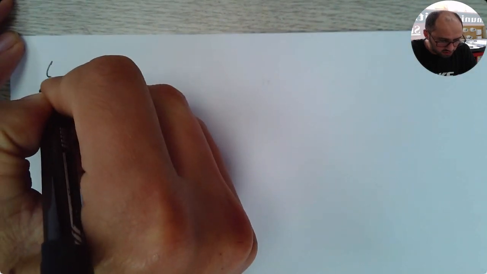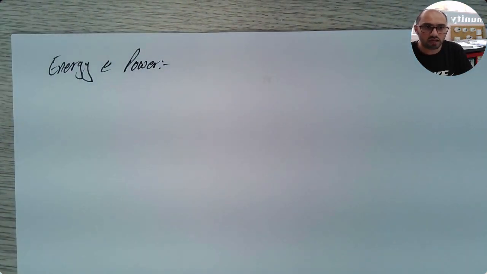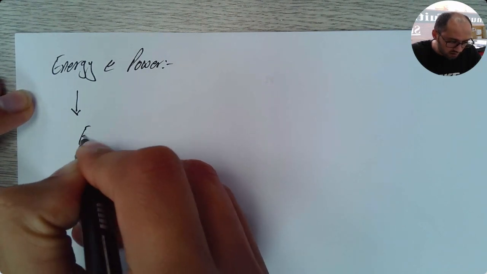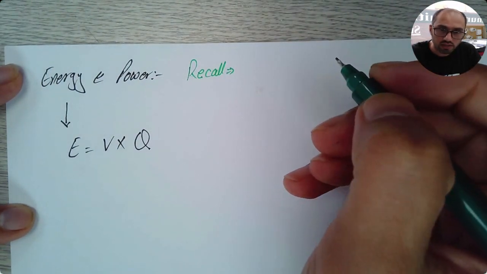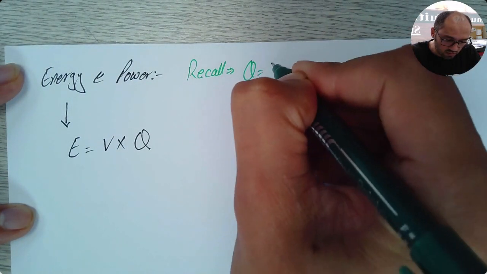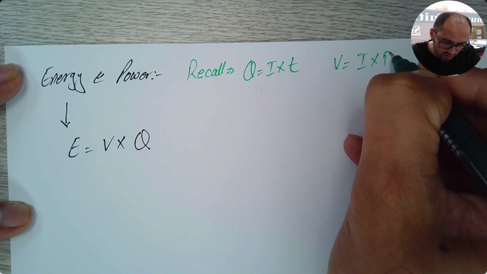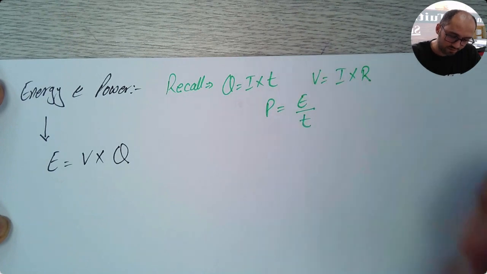The last section that you need to know is the energy and power. So if we need to calculate energy and power to a component, we'll have to remember a few things. There's one equation that is E equals V times Q. Recall three equations that you have learned previously. One is Q equals I times T, and V equals I times R. And the third one is power equals energy divided by time.